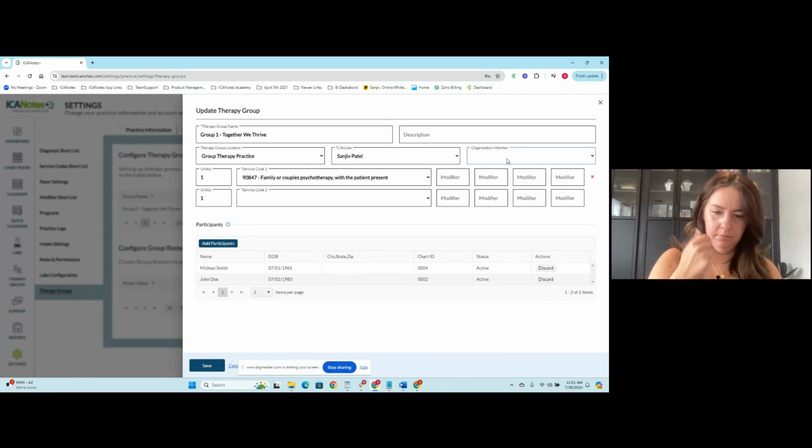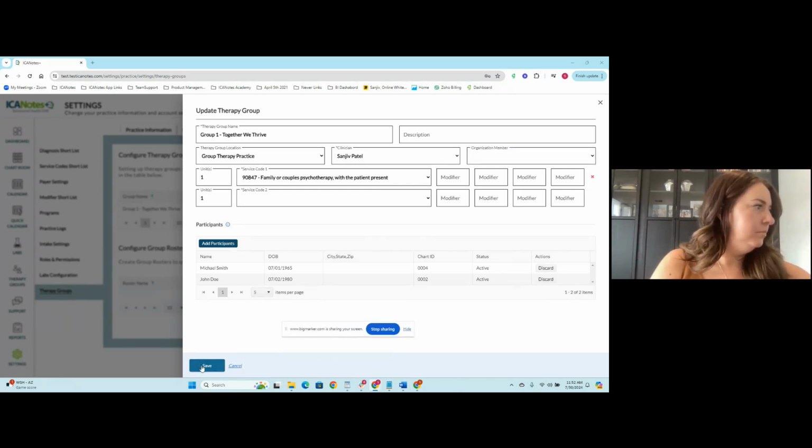So perhaps you're in person doing a group therapy session and you as a clinician need to focus on the actual group therapy session, and you have an organization or a staff member there who could be documenting or helping you conduct the group therapy session. And I already mentioned the service code. You can add a service code there, and you can go ahead and click on save.